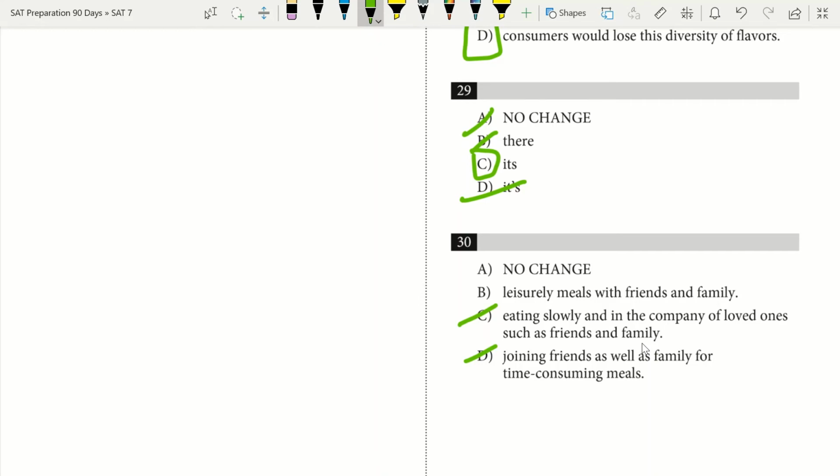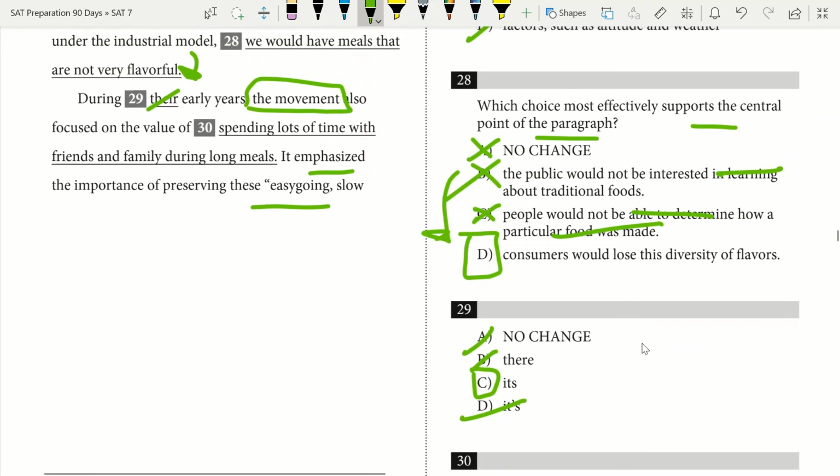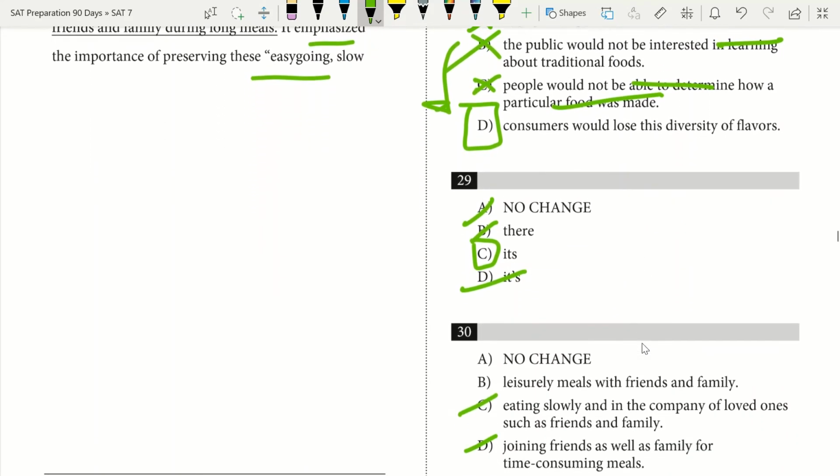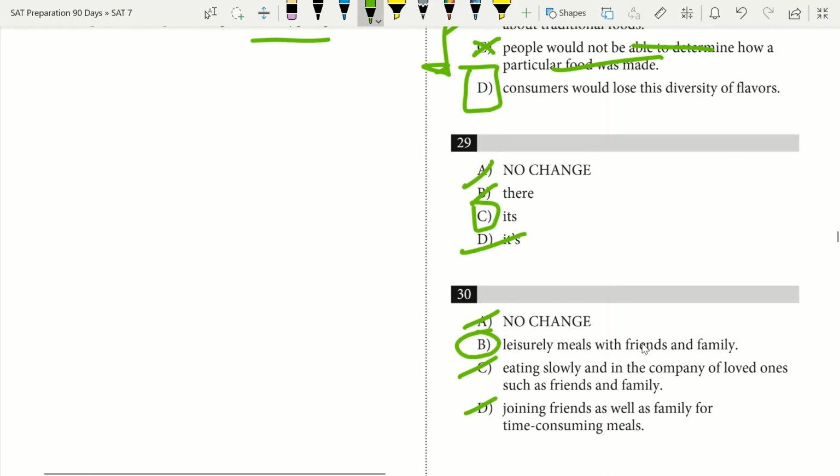Leisurely meals with friends and family, that's a little bit shorter. Spending lots of time with friends and family during long meals, that's also redundant. Okay, best answer here is B because it's the most efficient in word choice. So our answer for 30 there would be B. All right, now we can go move on.